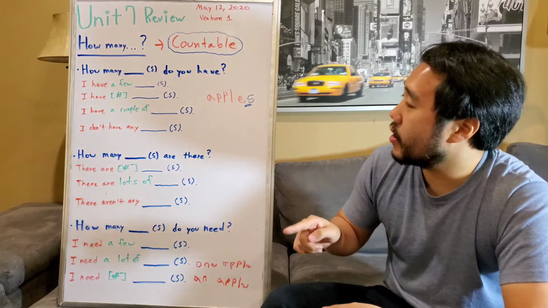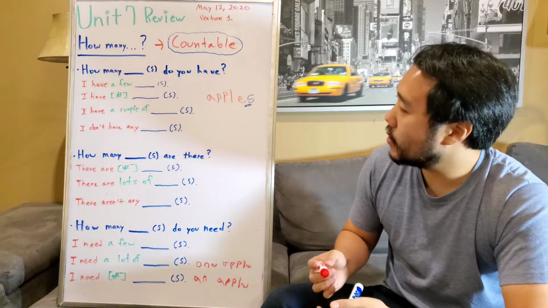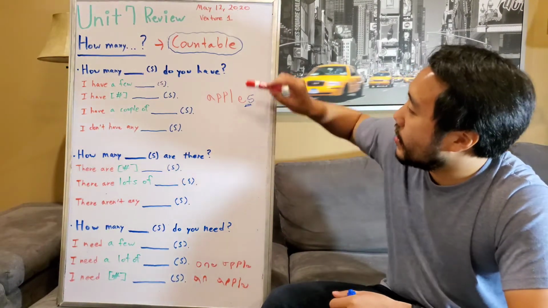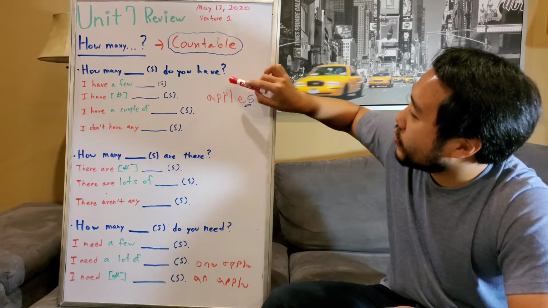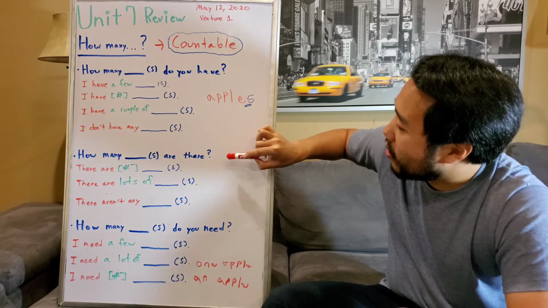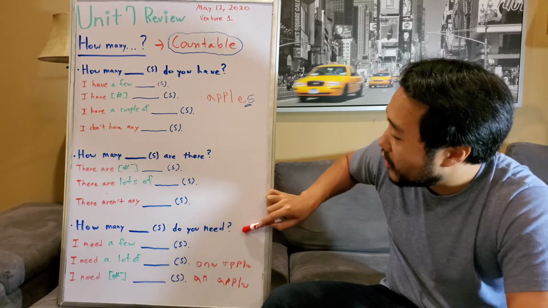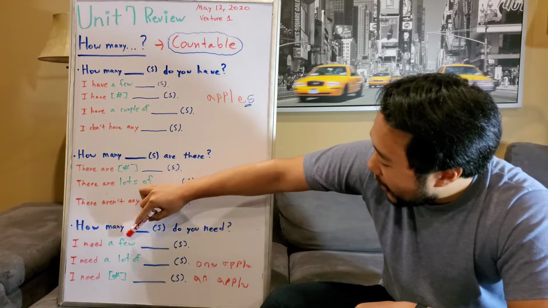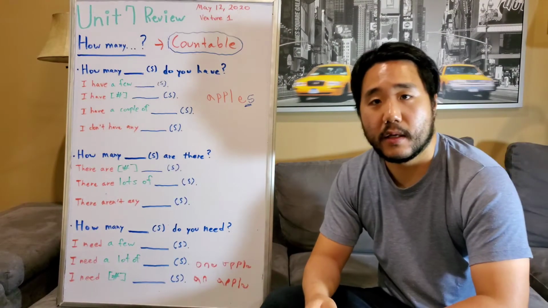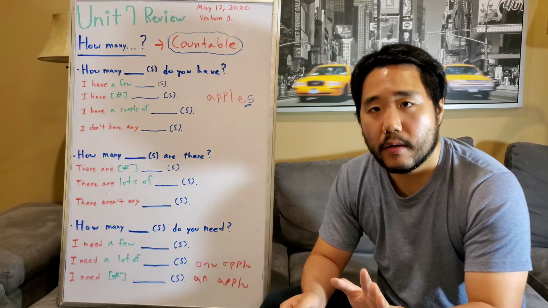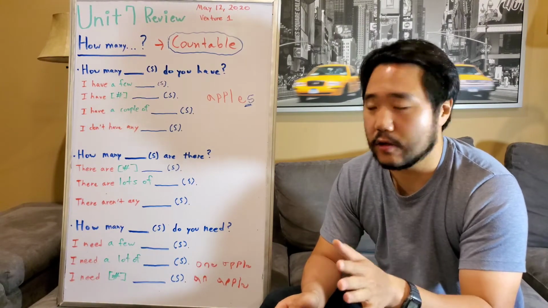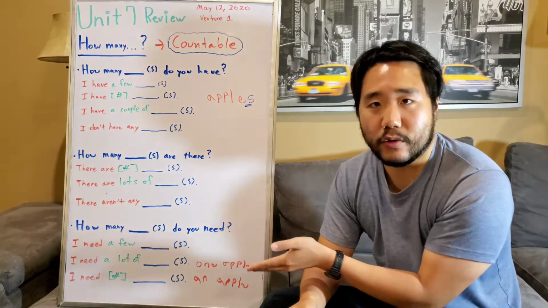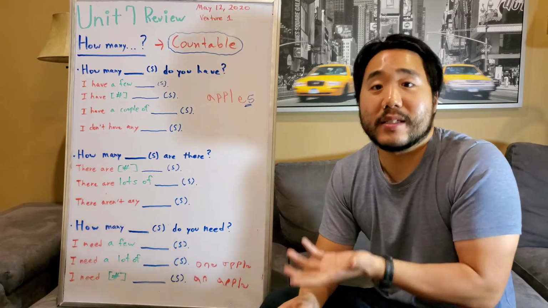So the important thing to see here is that for the questions, how many blank do you have? How many blank are there? How many blank do you need? The noun has to be plural form. In the question form, it has to be plural, not singular. So we don't say, how many apple do you need? You don't say that.